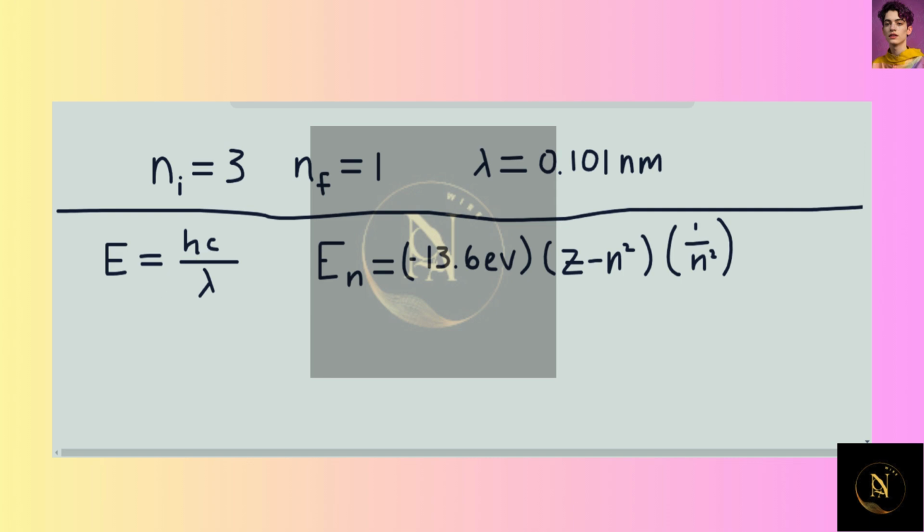We're told that we're going from the M shell, which is n equals 3 initially, to the K shell, where n is equal to 1. So n final is equal to 1. And we get a wavelength lambda of 0.101 nanometers.